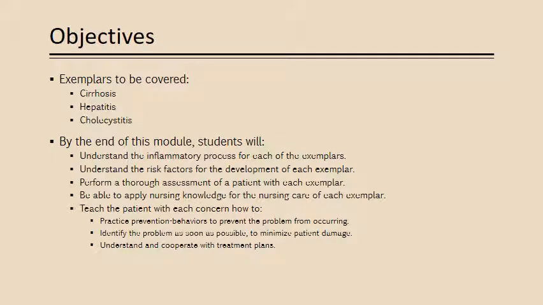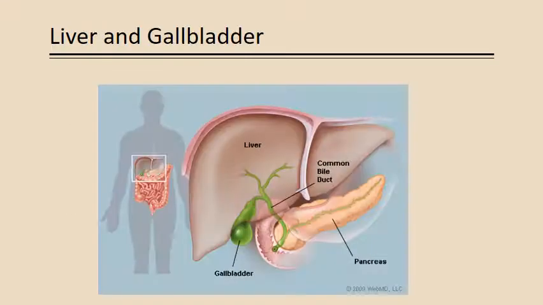The objectives are the same as what was in the previous slide. I've just taken out the other two exemplars so that we're focusing on cirrhosis, hepatitis, and cholecystitis. I've included a schematic of the liver and gallbladder for our referencing as we think about where these organs are located in the GI tract. And you can see the gallbladder is kind of tucked underneath the liver there, and it's got that common bile duct there.